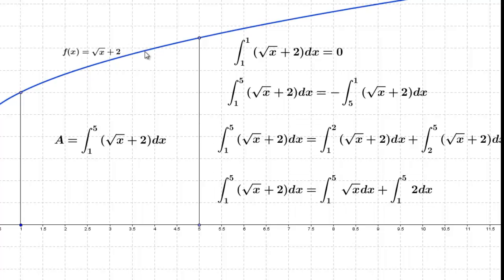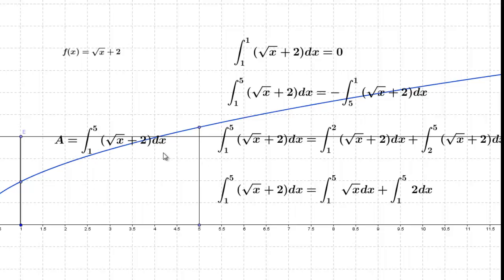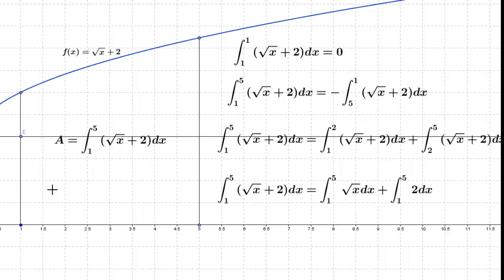And in fact, you can kind of see this graphically. If I just take the square root of x function right here and find that area, and then just find the area of the function y equals f of x equals 2, the rectangle there, and add those two areas together, combined they would be the same area. We took the area of the rectangle, the integral from 1 to 5 of 2 dx, and the area of the square root function, and combined they equal the same area. So lots of different ways to break these things up, lots of different properties of definite integrals.